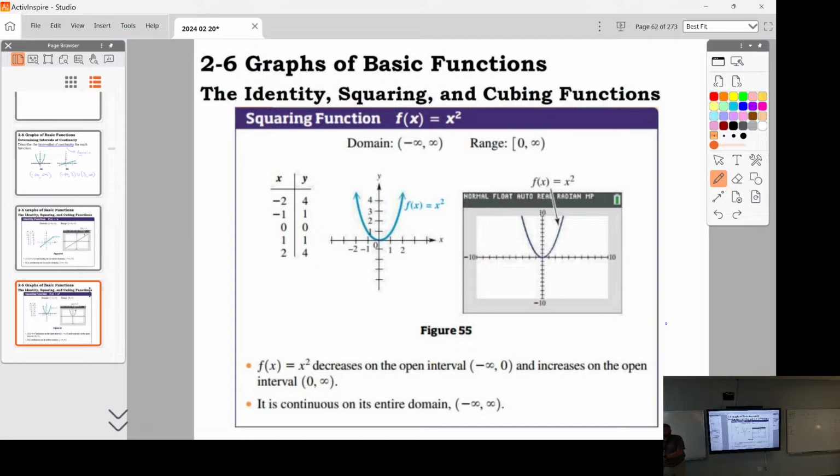What happens when you square a number? The answer can't be what? The answer cannot be negative. That means y cannot be negative. So the domain is all reals, but the range is [0, because 0 squared is 0, all the way up to infinity. This function decreases from negative infinity to 0. And as soon as it hits 0, it begins increasing until infinity.